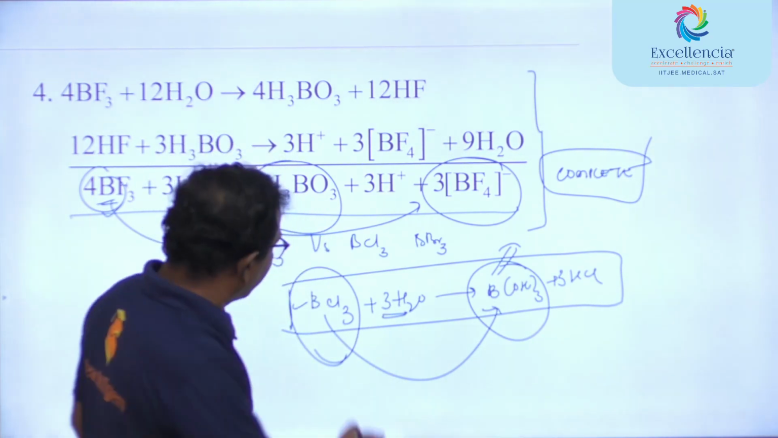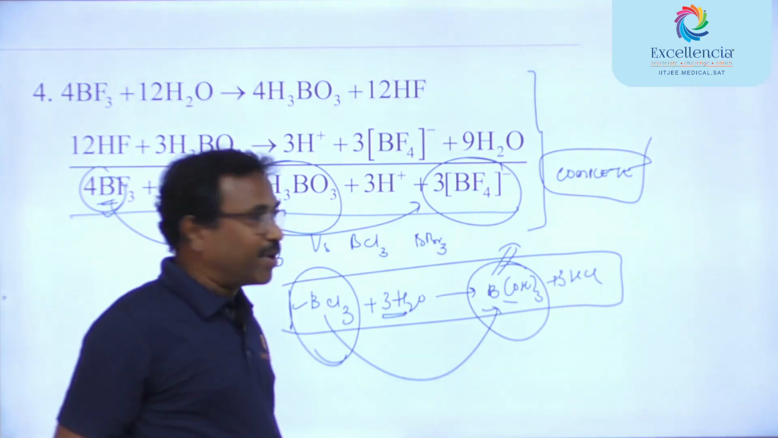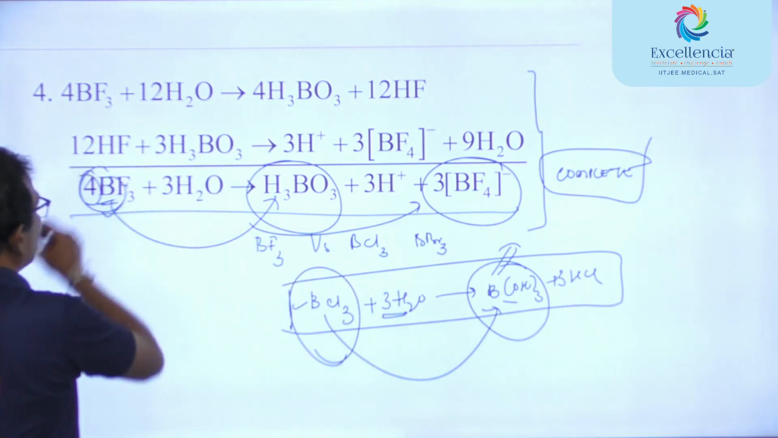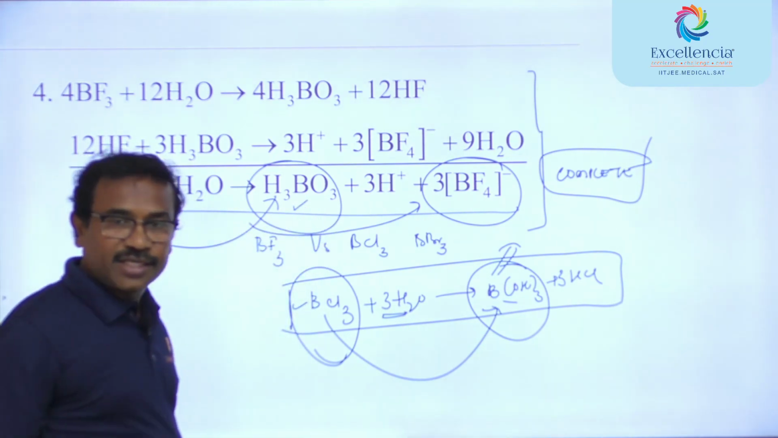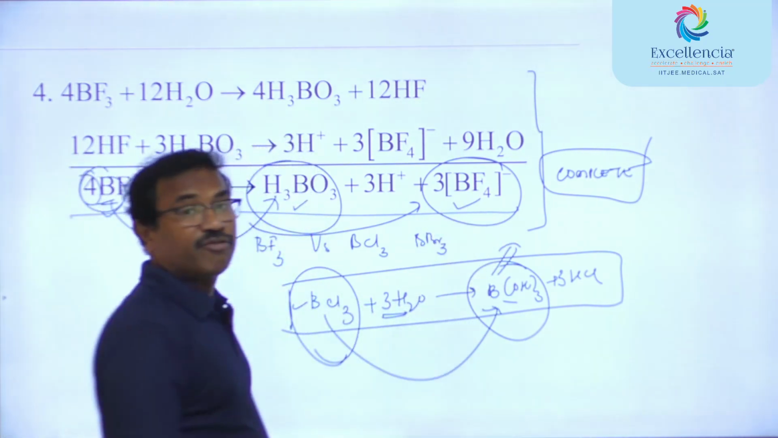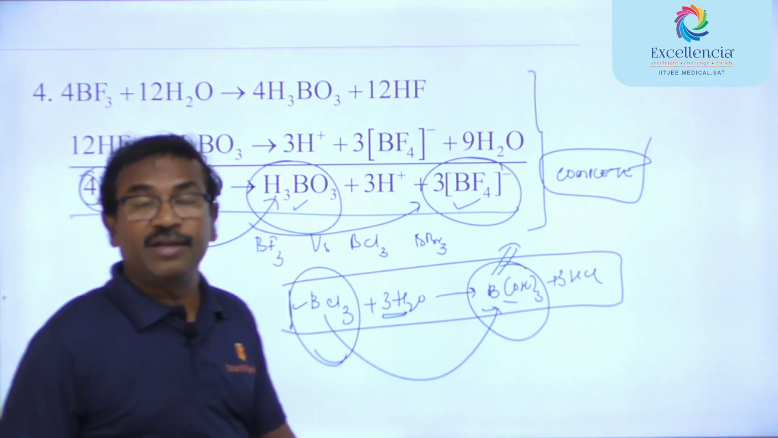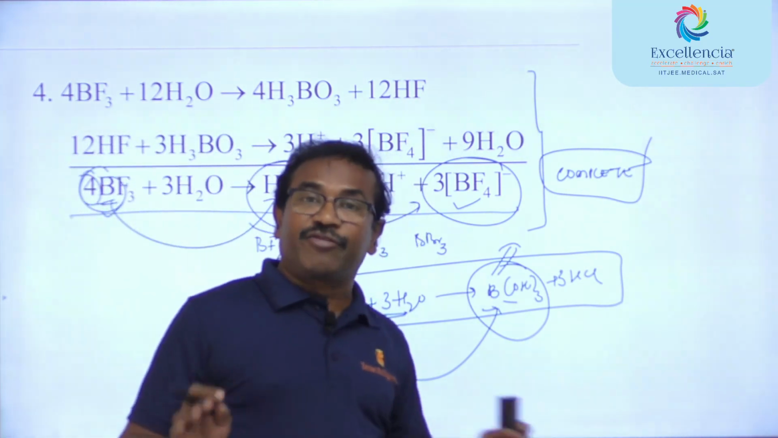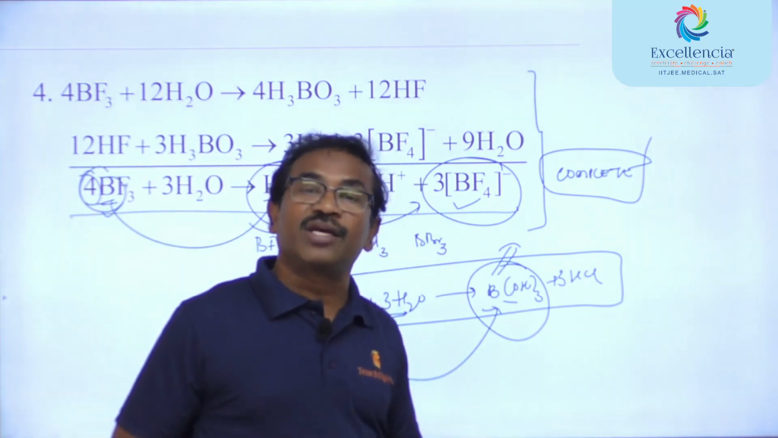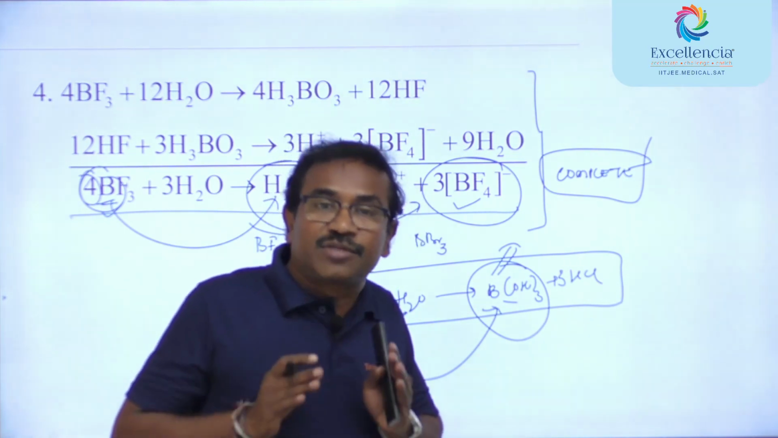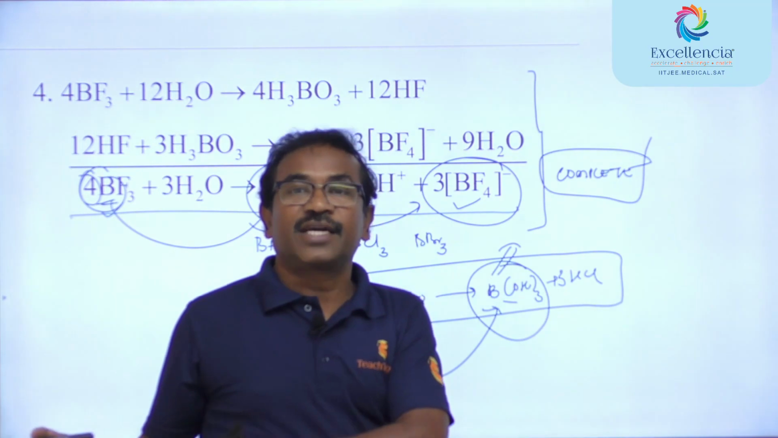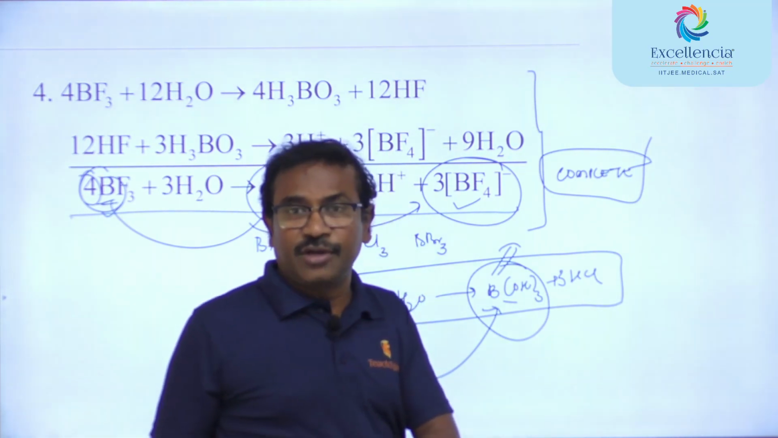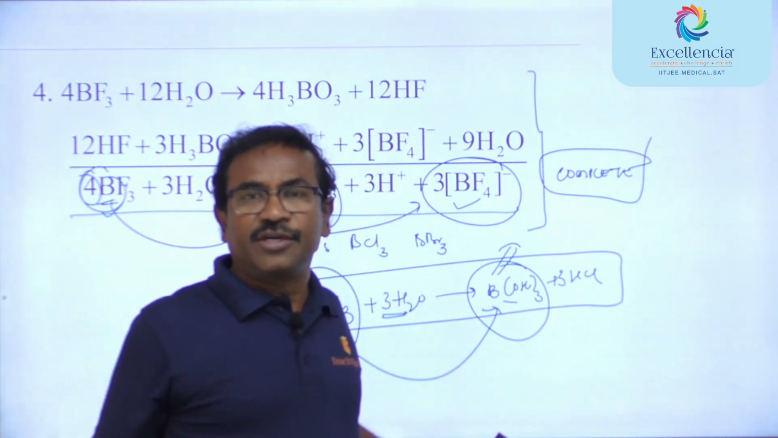Because usually complete hydrolysis means boric acid. But here you can see, out of 4 moles of BF3 used, only 1 mole is giving rise to boric acid and the other 3 moles give BF4 minus. So this tells us that BF3 undergoes incomplete hydrolysis. It is also having some side product called BF4 minus. So why is that? That is a question. So number of times this question was asked.